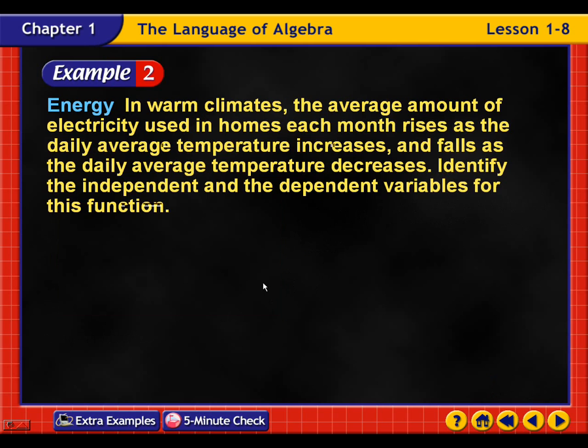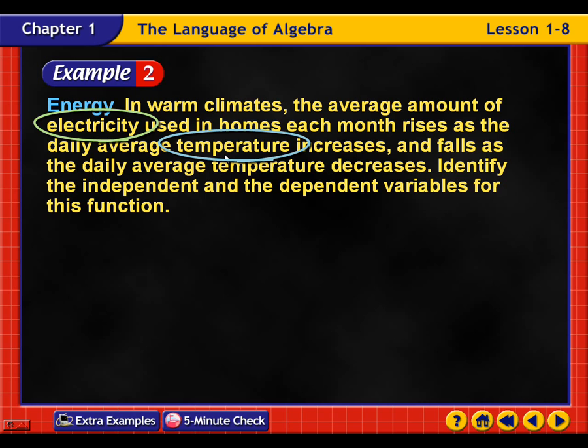Here's another example. It says in warm climates, the average amount of electricity used in homes each month rises as the daily average temperature increases and falls as the daily average temperature decreases. Identify the independent and dependent variables for this function. Well, there's two things that we're comparing. We're comparing electricity to temperature.